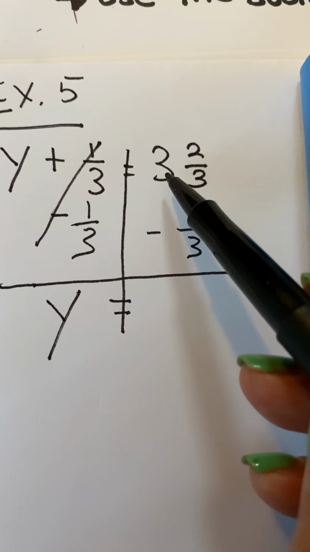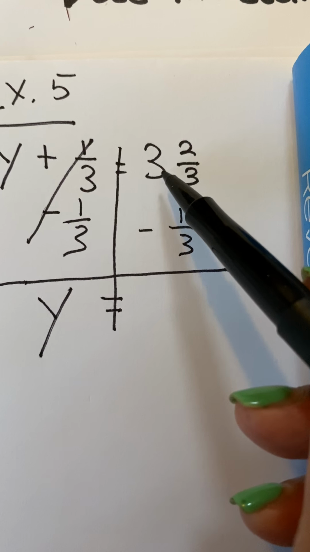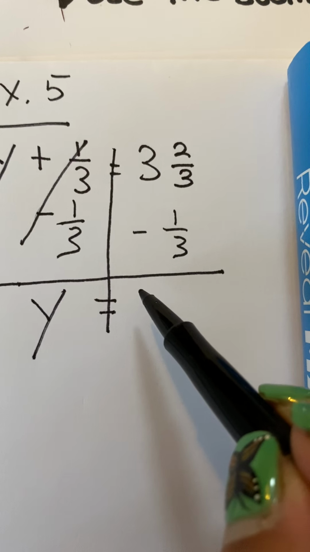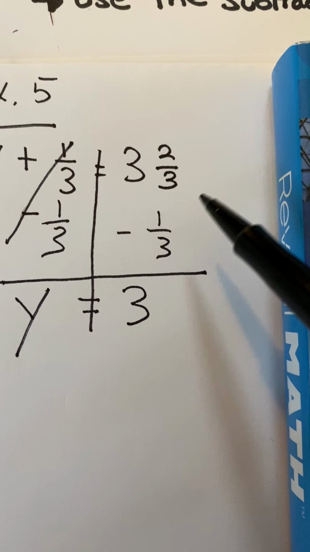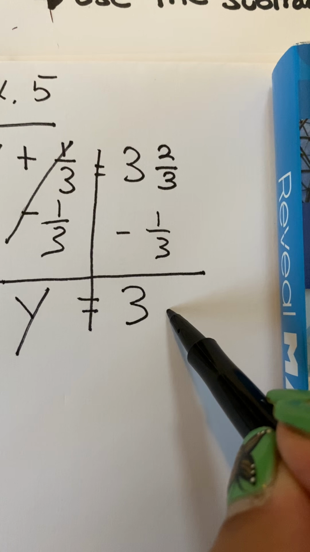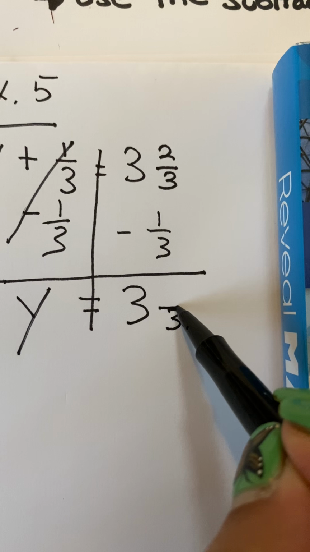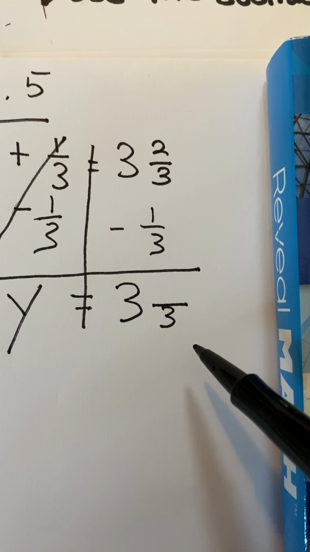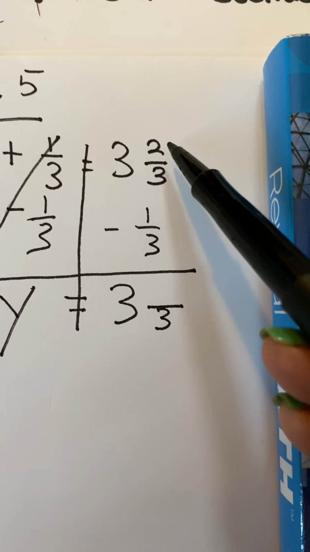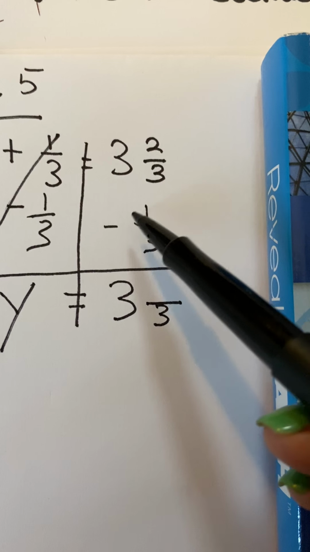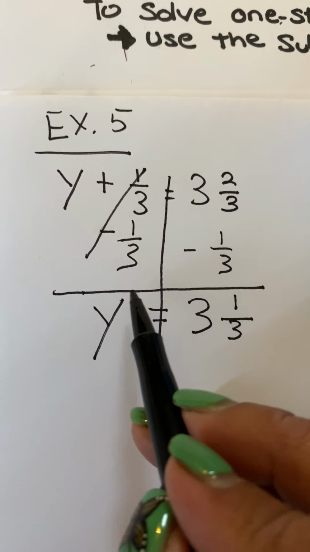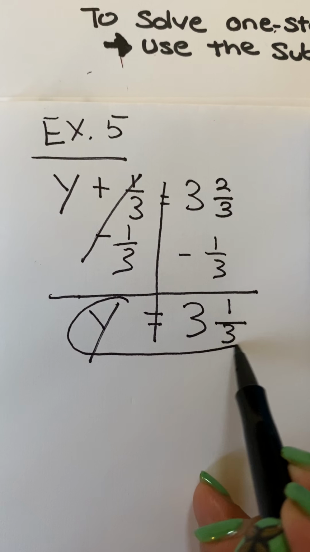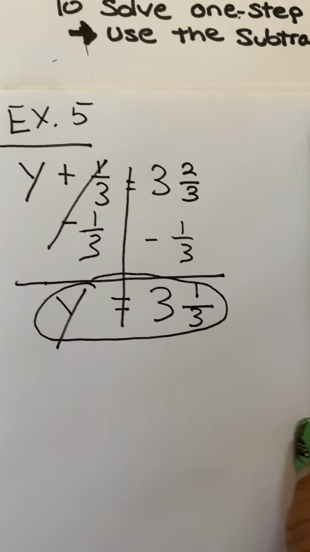So let's begin. Let's subtract the whole numbers first. 3 minus nothing is 3. And then we have 2/3 minus 1/3. They have the common denominator of 3, so we're going to write that. We know that stays the same. And then we'll go ahead and subtract the numerators. 2 minus 1 is 1. And then the solution is y equals 3 1/3.